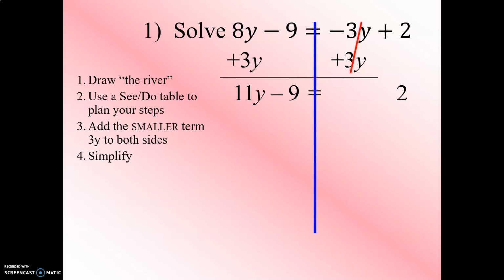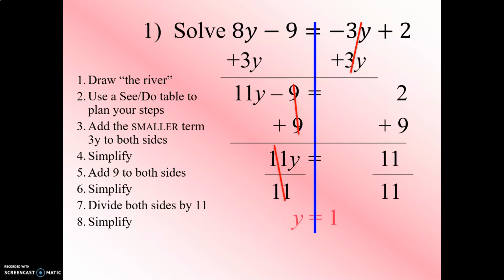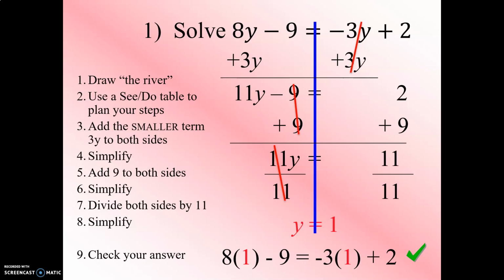Okay, so we get a positive 11y minus 9 equals 2. And then following our steps, simplifying, bringing down, simplifying, and bringing down, we get y is equal to 1. Check the answer. Both sides do equal the same amount. 8 times 1 minus 9 is negative 1. Negative 3 times 1 plus 2 is also negative 1.